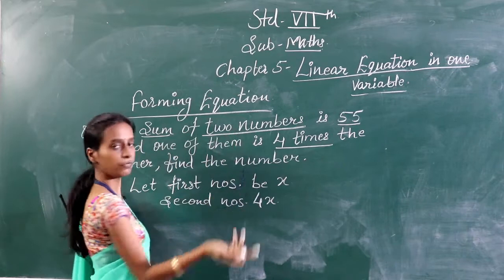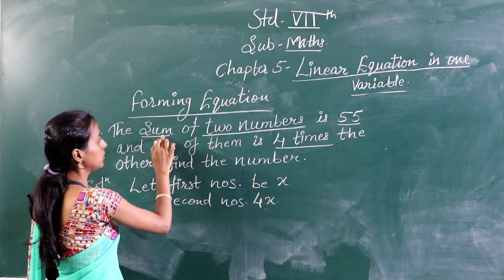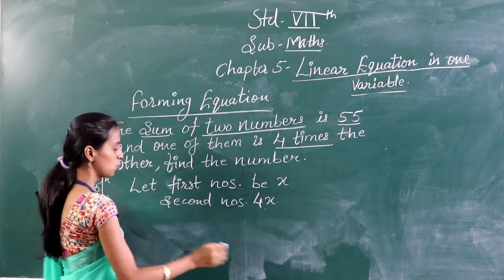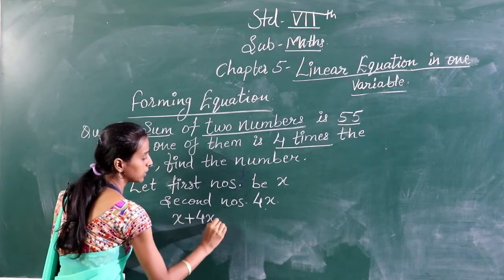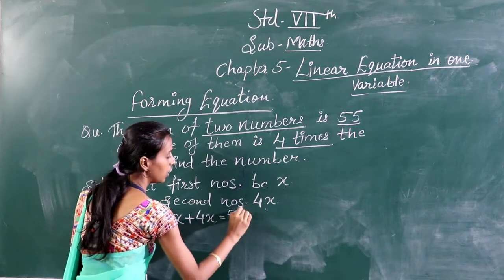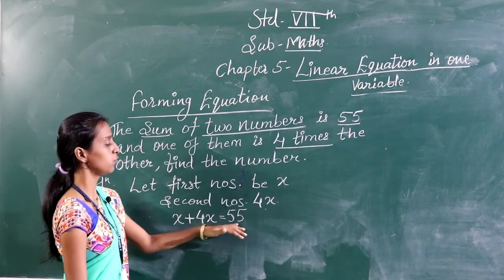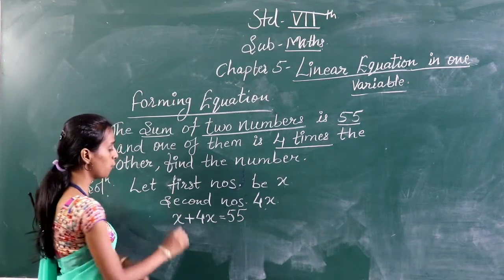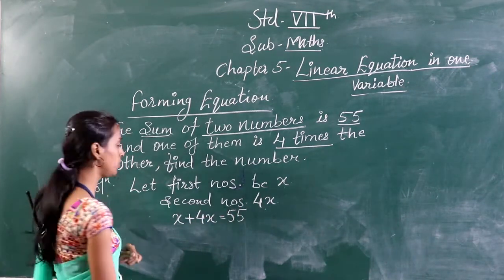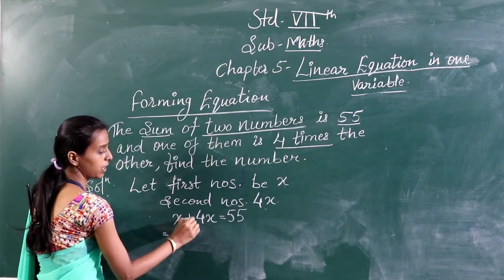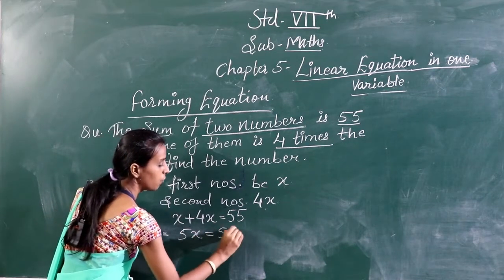Now, we have two numbers, one is x and another is 4x. In the given question, the sum of two numbers is 55. So how will we create the equation? x plus 4x equals 55. So we got the equation x plus 4x equals 55. That means the sum of two numbers is 55. Now you can solve the equation. We have seen how to solve an equation. x plus 4x will become 5x equals 55.